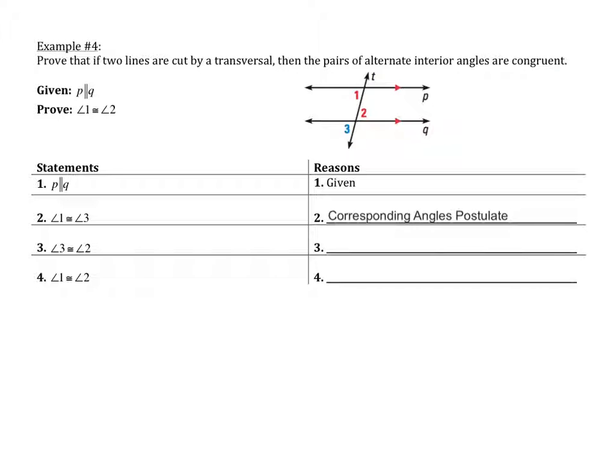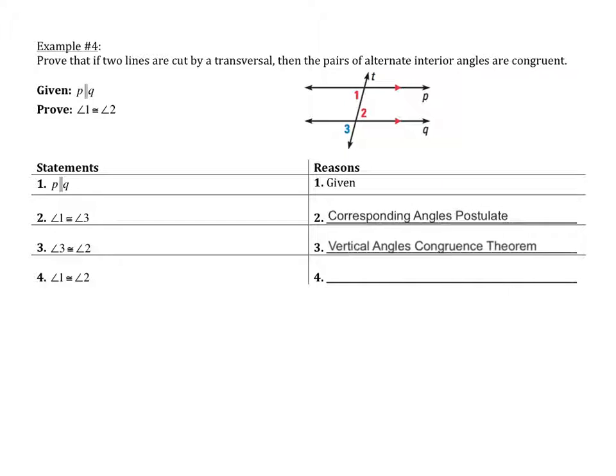Next, angle 3 and angle 2 are congruent. How would I know that? Angle 2 and angle 3 would be congruent because they are vertical angles, and vertical angles are congruent. So I would know that angle 3 and angle 2 are congruent by the vertical angles congruence theorem.